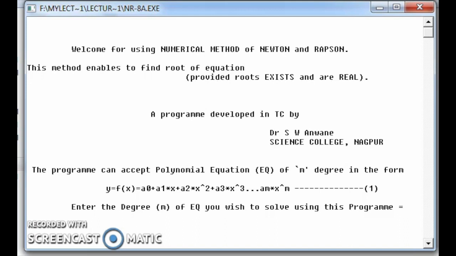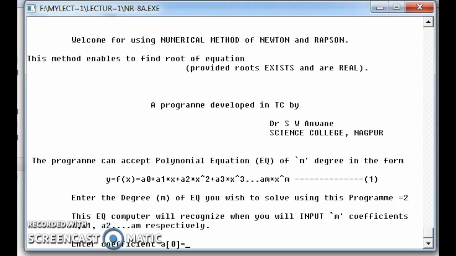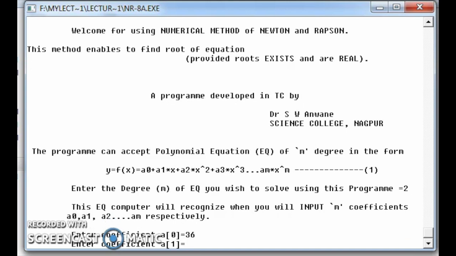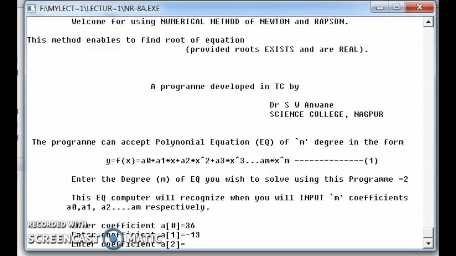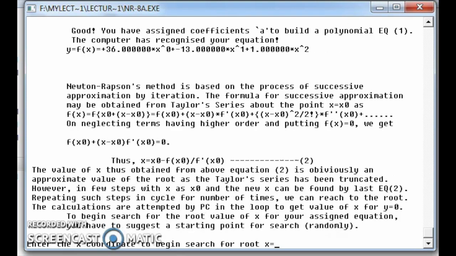Now here we are supposed to key in the degree of the polynomial, and the degree of the polynomial equation that we have considered for our discussion is 2. Then the next question asked is coefficients. The coefficient A0 is 36. Then A1 is minus 13. Then A2 is 1. So that was our quadratic equation.